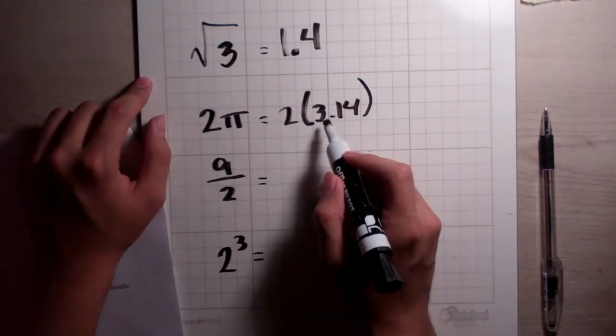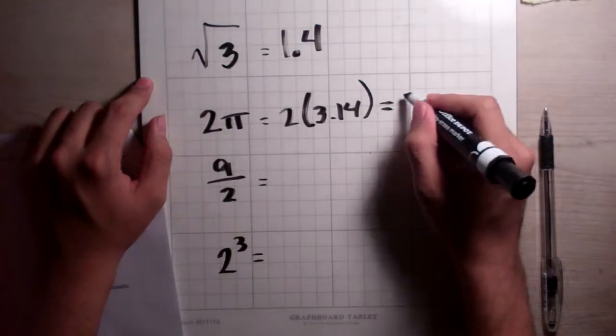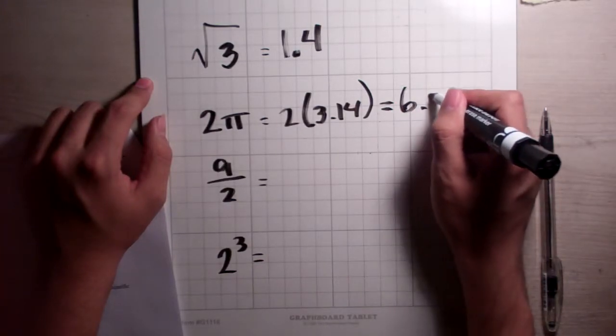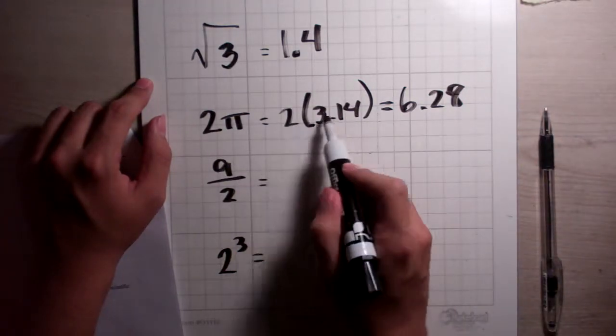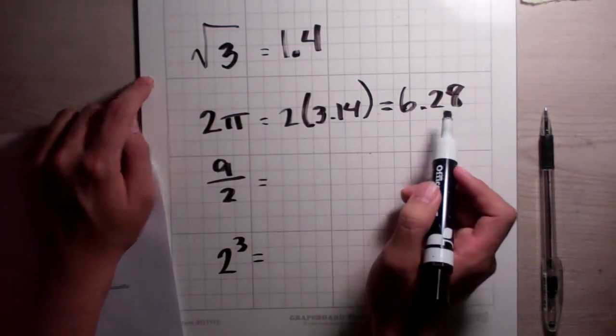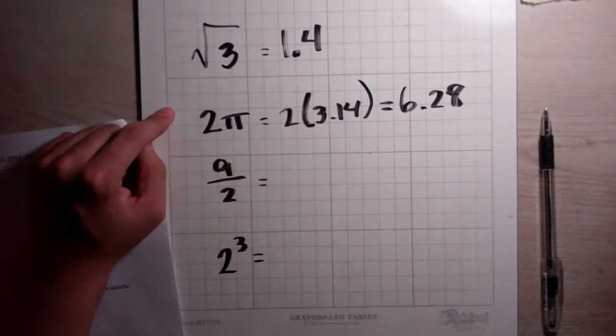Now I'm going to multiply that. It's saying 2 of those pi's, so I'm going to multiply 2 by that. And it looks like this is going to be 6.28. Yep, 6.28. All I did was multiply 2 times 3.14, and that's what 2 pi is equal to. So kind of rounded there.